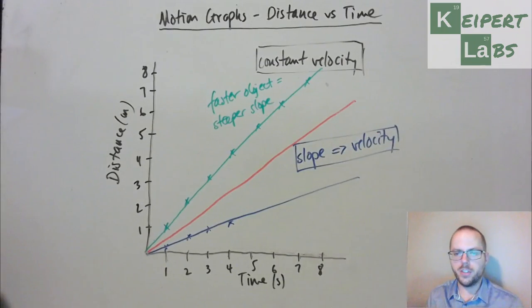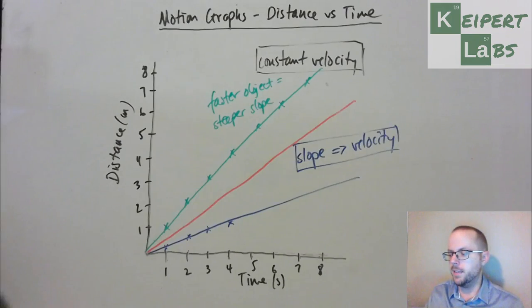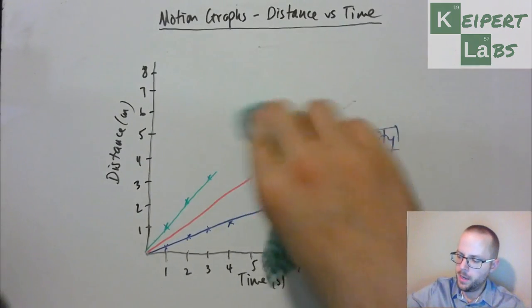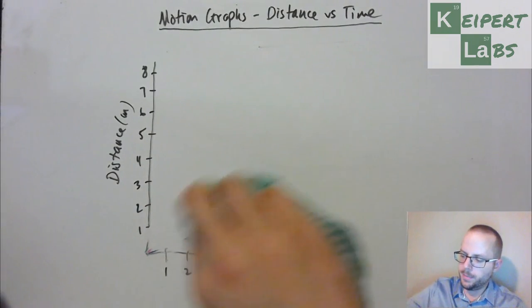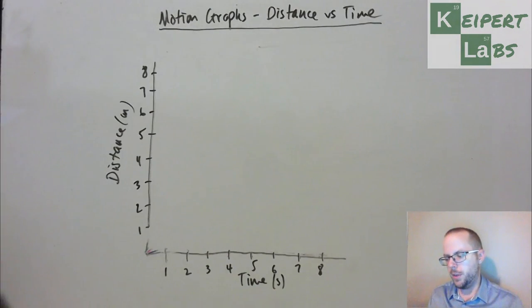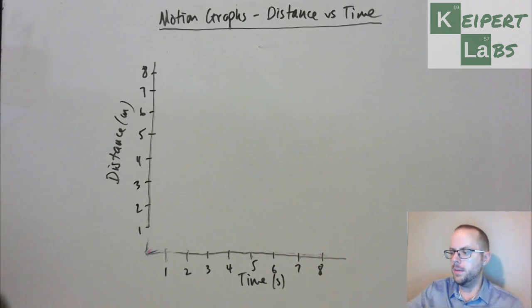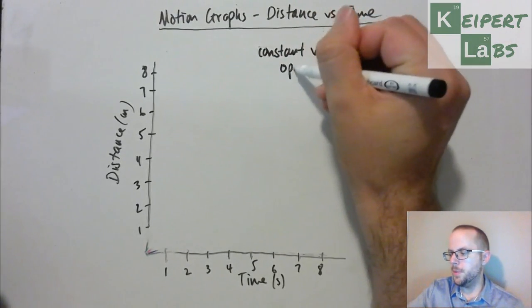Now we can actually look at a graph and measure its slope, and if we graph that motion, we can quantify its velocity that way, aside from doing any calculations like we've been learning about. Okay, now here's another one that you can add on to the previous graph. Let's say we have constant velocity, but we're talking about the opposite direction.